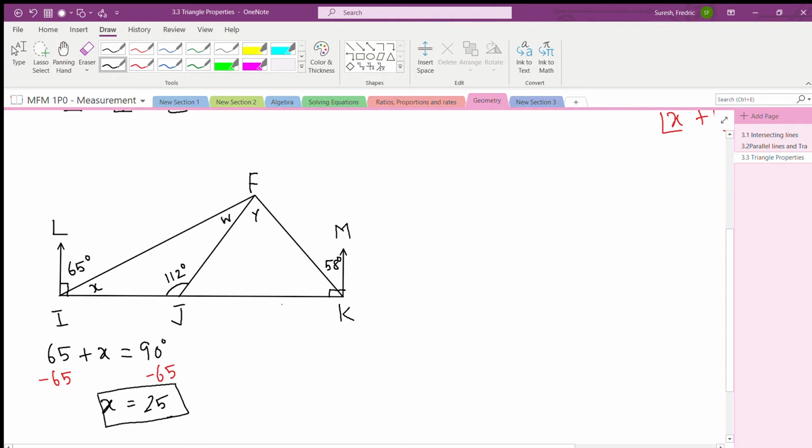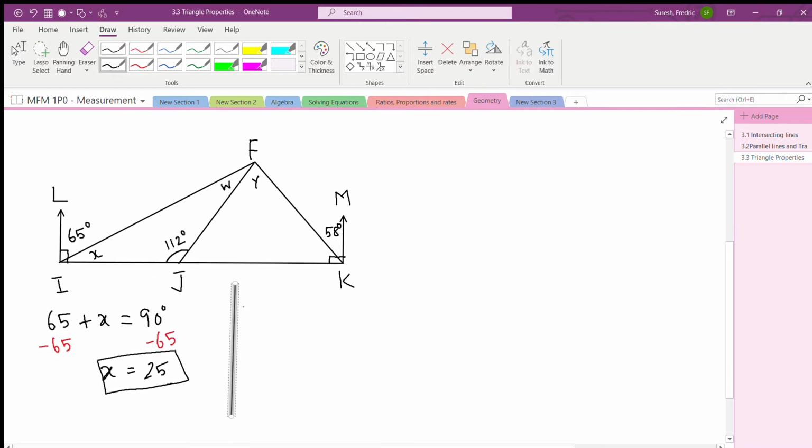All right, now let's try and find W. To find W, I noticed something interesting: this angle X here, angle W, and this angle 112 are the three angles of the triangle IFJ, and they add up to 180 degrees. So X plus W plus 112 add up to 180. Let's go ahead with this.